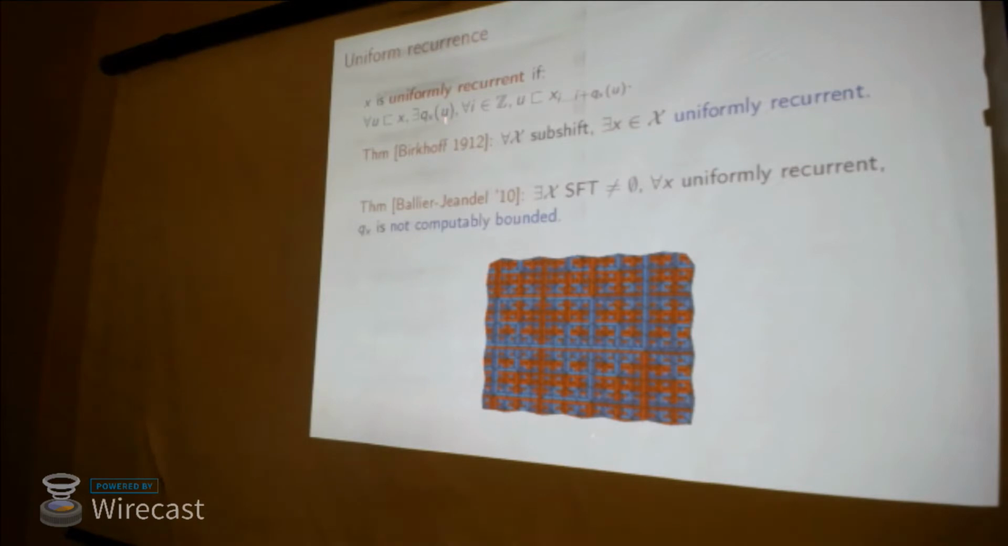And then you can ask how this function, the size of the window depending on the size of the pattern you're looking for, grows. And Bailey and Jordan have proved that it can be greater than any computable function.